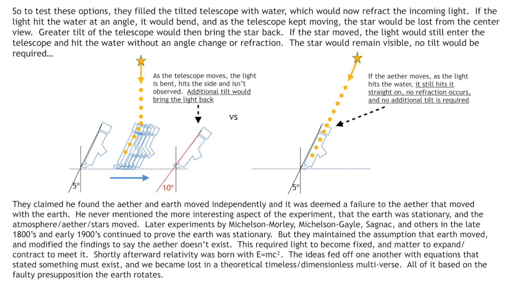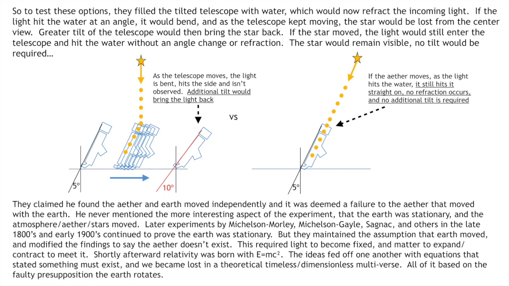So it was deemed a failure to detect ether within the moving Earth as dependent and moving with the Earth. He never mentioned the more interesting aspect of this experiment, though, that the Earth was stationary and that the atmosphere and ether moved. Later experiments by Michelson-Morley, Michelson-Gale, Sagnac, and others in the late 1800s and early 1900s continued to prove that the Earth was stationary with various different experiments, but they maintained the assumption that the Earth moved, and they modified their findings to say that the ether must not exist.